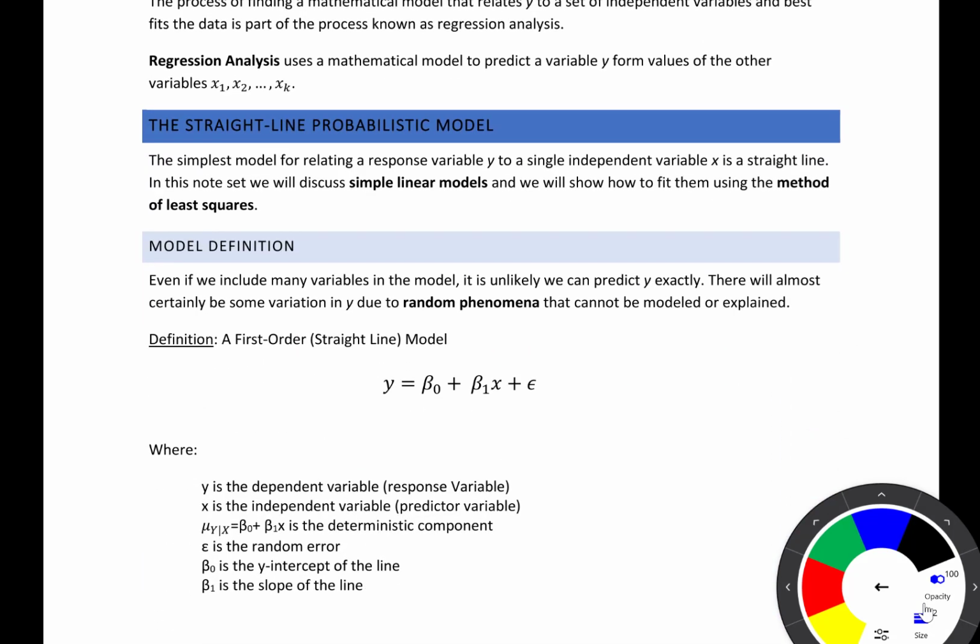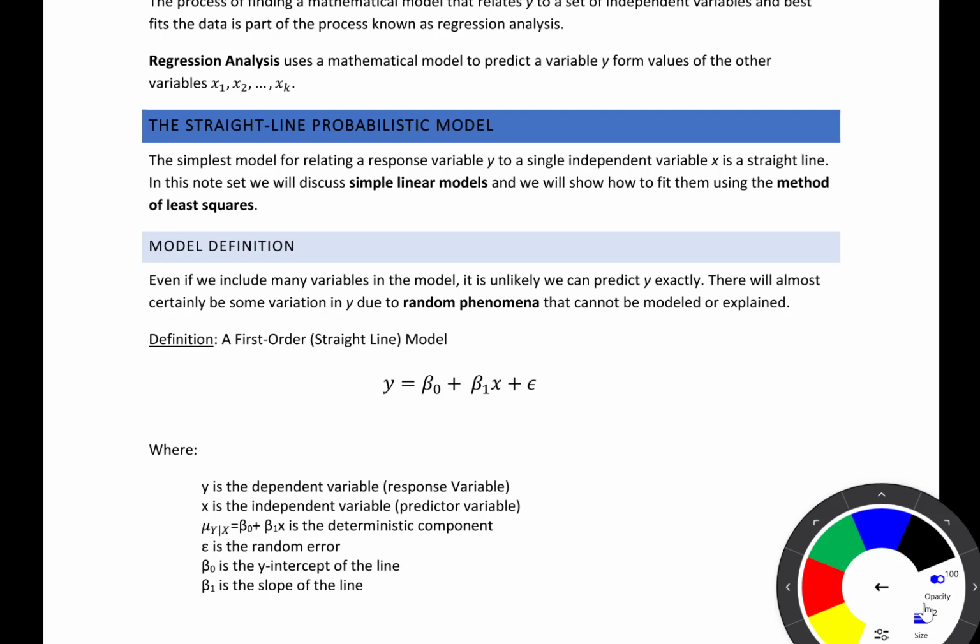The simplest model for relating a response variable y to a single independent variable x is a straight line. So in this note set, we're going to discuss simple linear models, and we'll show how to fit them using the method of what is called least squares. So we're going to start out by just defining our model.